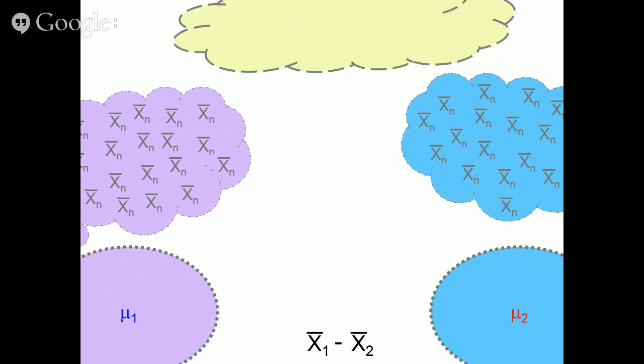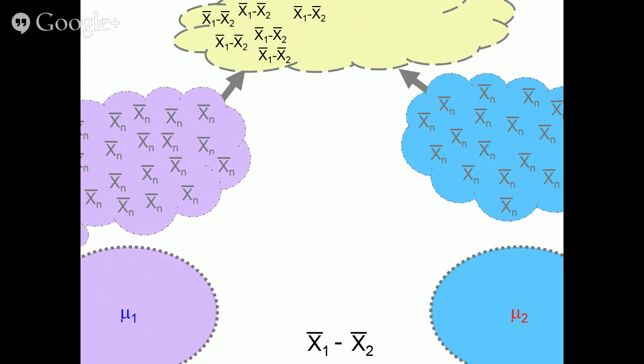And then you imagine taking them a pair at a time, and always in the same order. So if it's x bar 1 minus x bar 2, you always take something from the purple cloud and subtract from that something from the blue cloud over and over again. A sample from population 1 minus a sample from population 2. Not just a sample, actually, that's the mean. A mean from population 1 minus a mean from population 2.